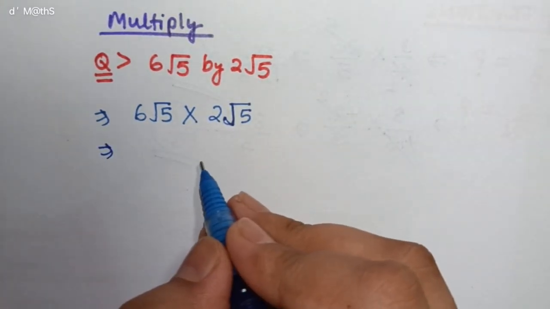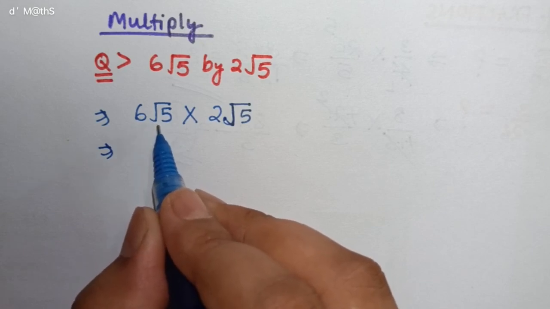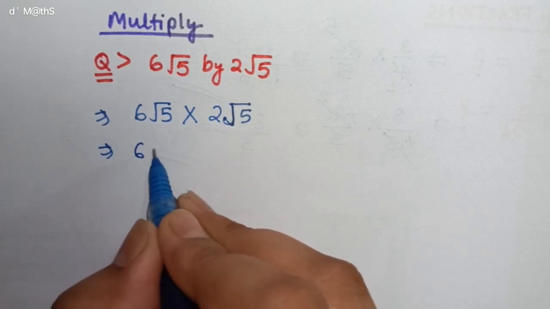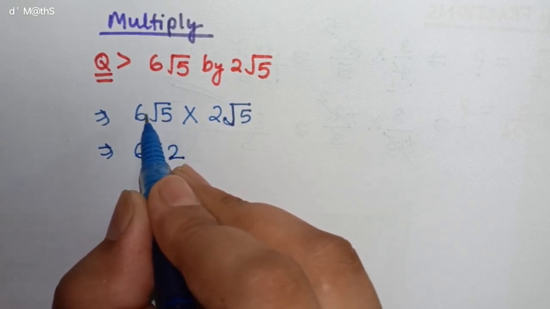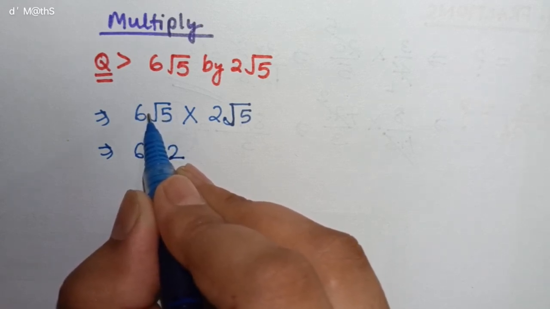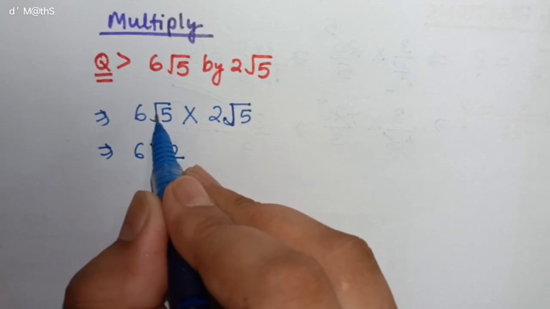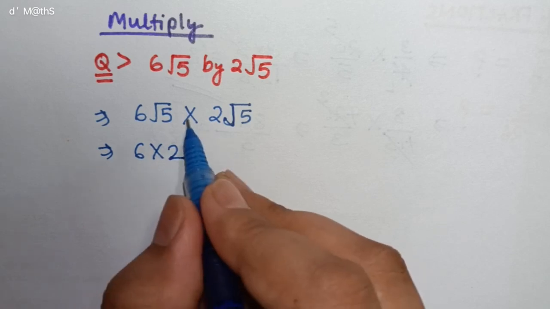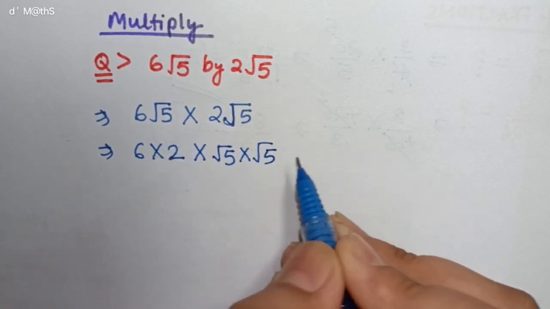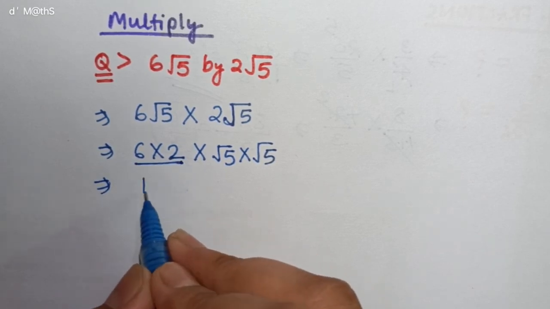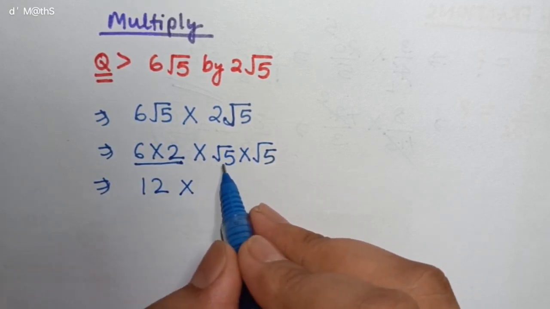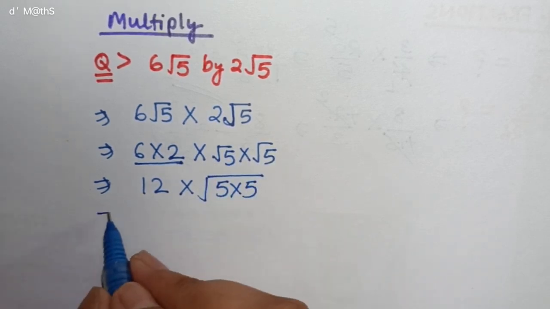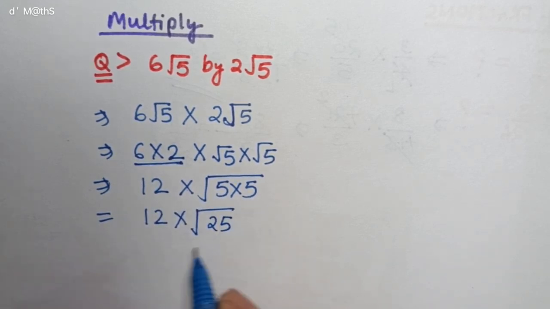Now when you are going to multiply, you can see that 6 root 5 means 6 multiply root 5. So 6 into root 5, and accordingly 2 into root 5. So all the terms are in multiplication here. Now you will multiply the independent number with independent number and roots with roots. So 6 into 2, how much? 12 into root 5 into root 5, which will multiply together under one single root. So it becomes 5 into 5. Now 12 into root 25.